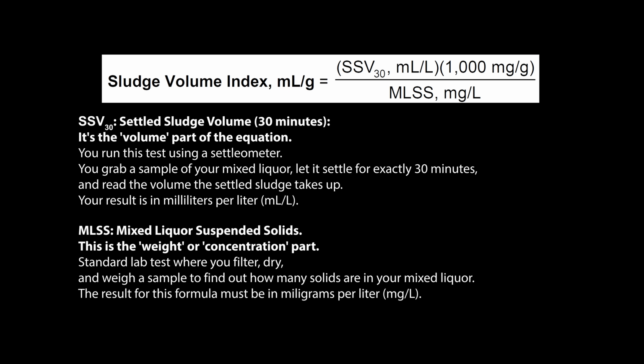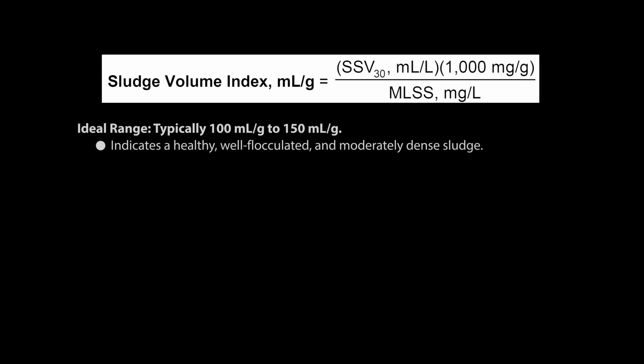The second result needed is the solids concentration of your mixed liquor, better known as mixed liquor suspended solids. This is a standard lab test where you filter, dry, and weigh a sample to find out how many solids are in your mixed liquor. The results for this formula will be in milligrams per liter. If you're asking why the equation says times 1,000, that's because we have to convert the units to milliliters per gram, not per milligram. So what does the sludge volume index result mean for you as an operator?